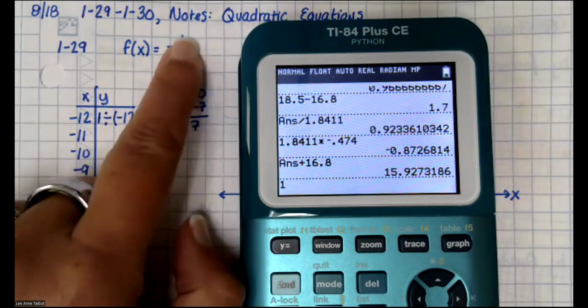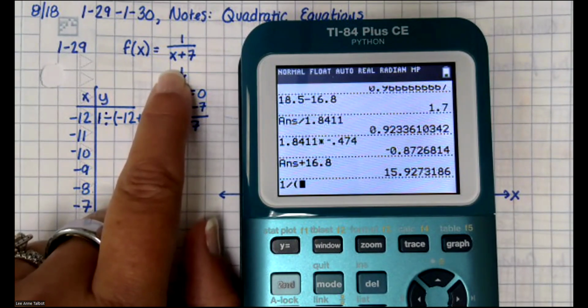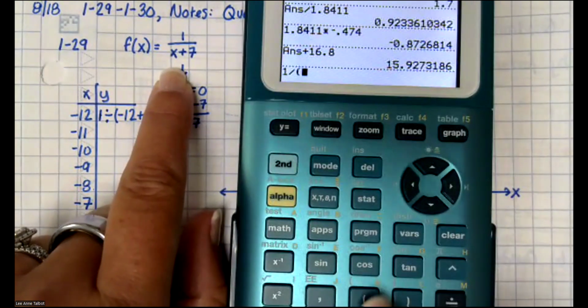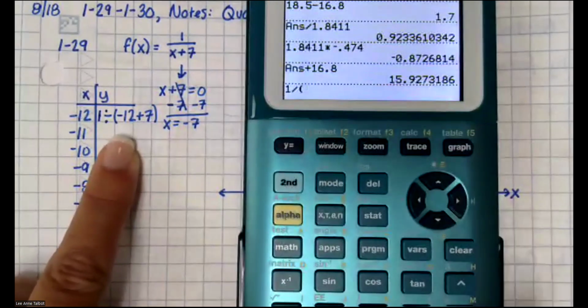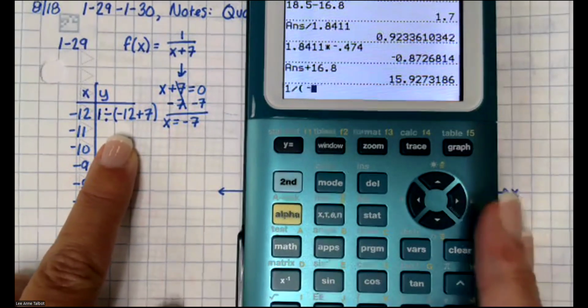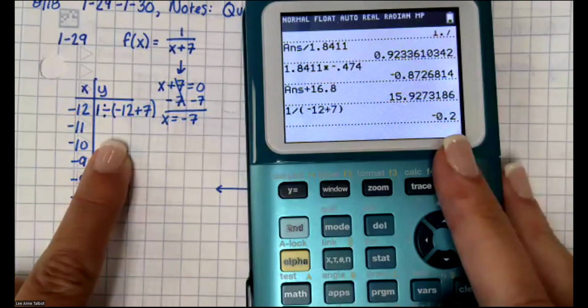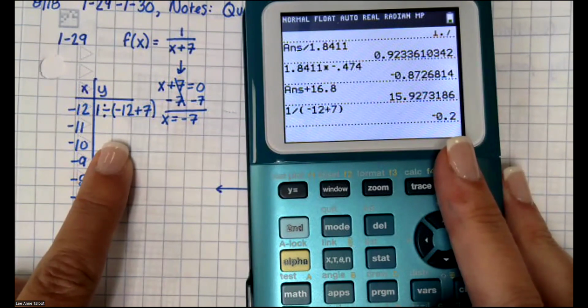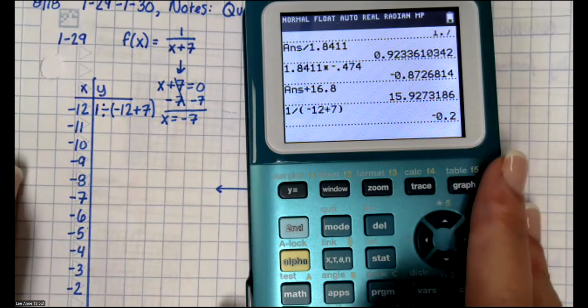1 divided by parenthesis. The parentheses located right above the number 8. And the negative, remember, is down at the bottom next to the decimal. Negative 12 plus 7. And I got negative 0.2. Did everybody get negative 0.2? Okay.